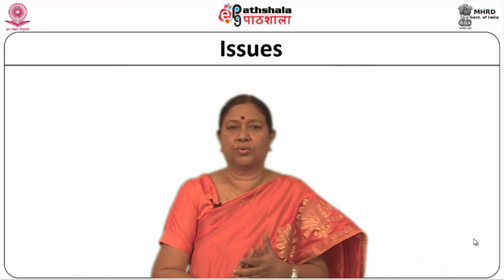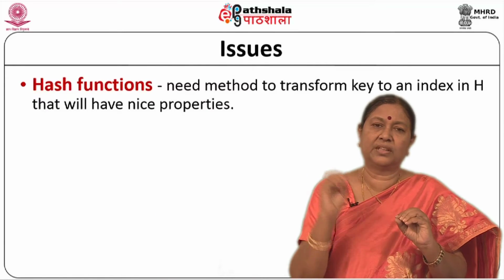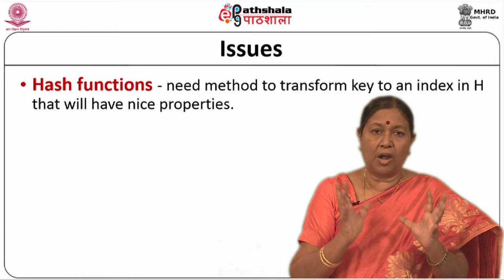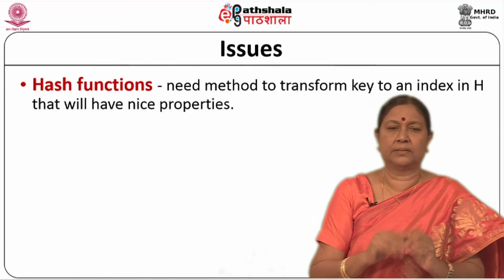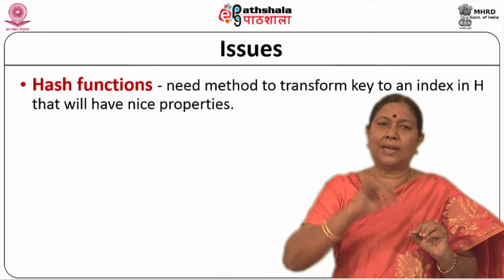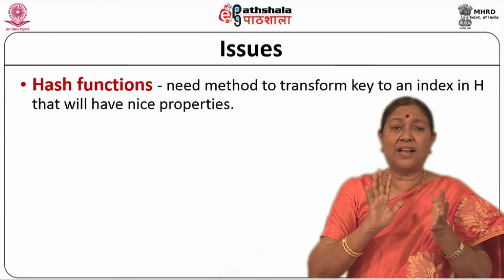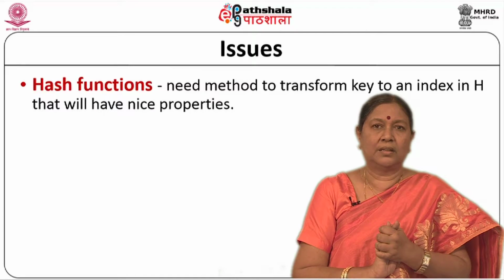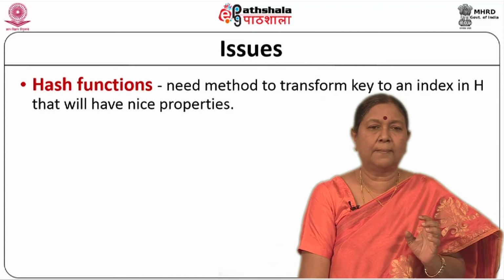Now, let us look at the issues. I very conveniently and magically said that h of the key will provide you a slot. Now, how is this h? H is a function, called the hash function. So, you need a method to convert the key to an index in the hash table, and it should have some nice properties, because the indexing should come out properly. So, for that we need some properties. Let us look at that.